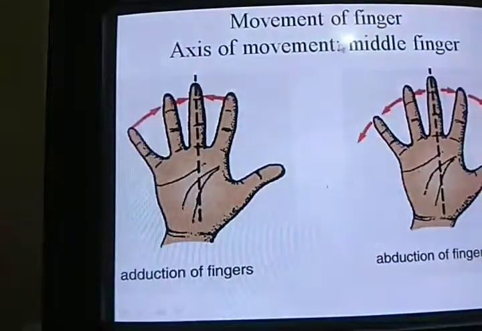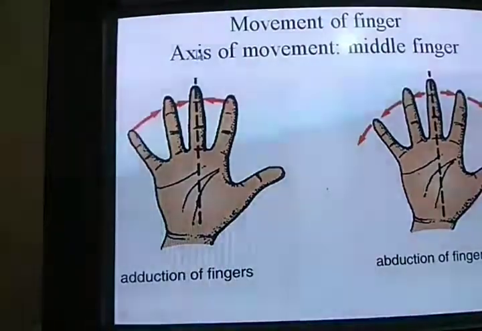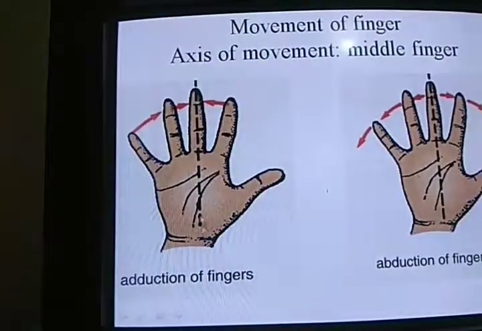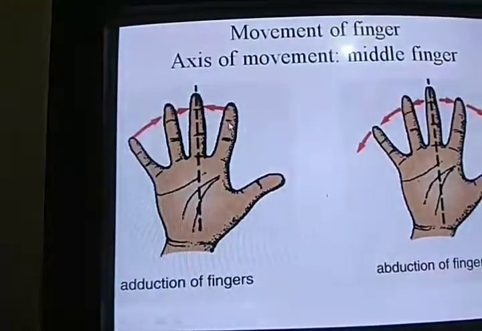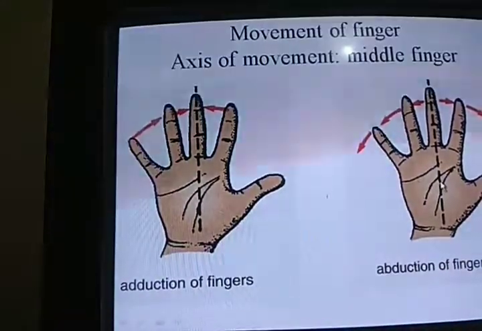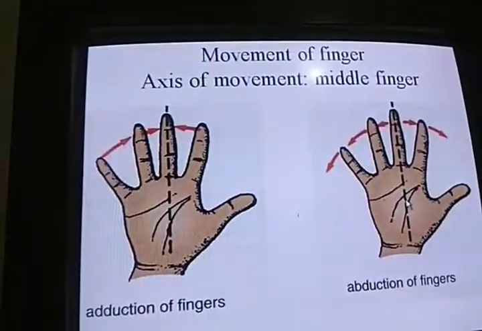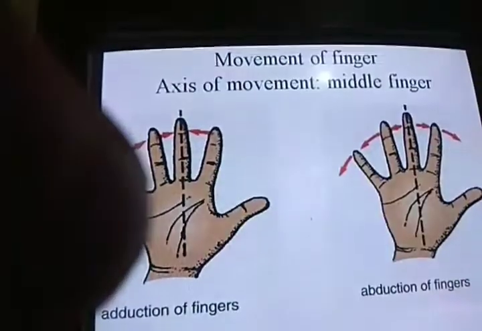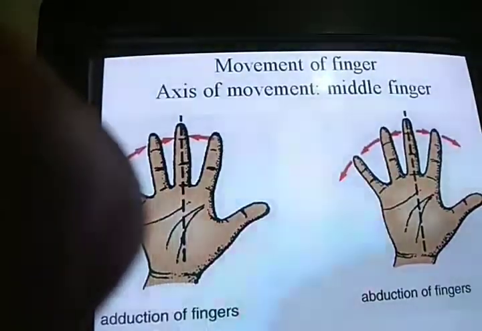The movement of the fingers. The axis of the movement is the middle finger. When all fingers move toward the middle finger, this is adduction. When all fingers move away from the middle finger, this is known as abduction.